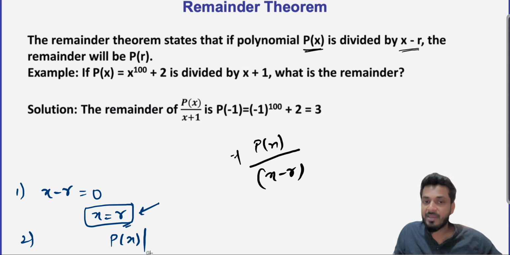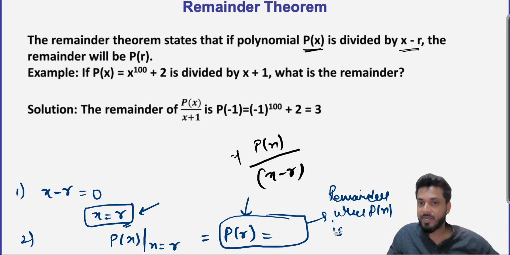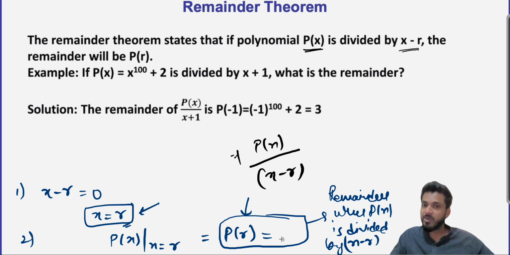So basically I can write p of x at x equal to r, which is also equal to p of r. Whatever value you get for this p of r will be the remainder when p of x is divided by x minus r. So p of r will be the final answer, the remainder when a polynomial p of x is divided by x minus r.